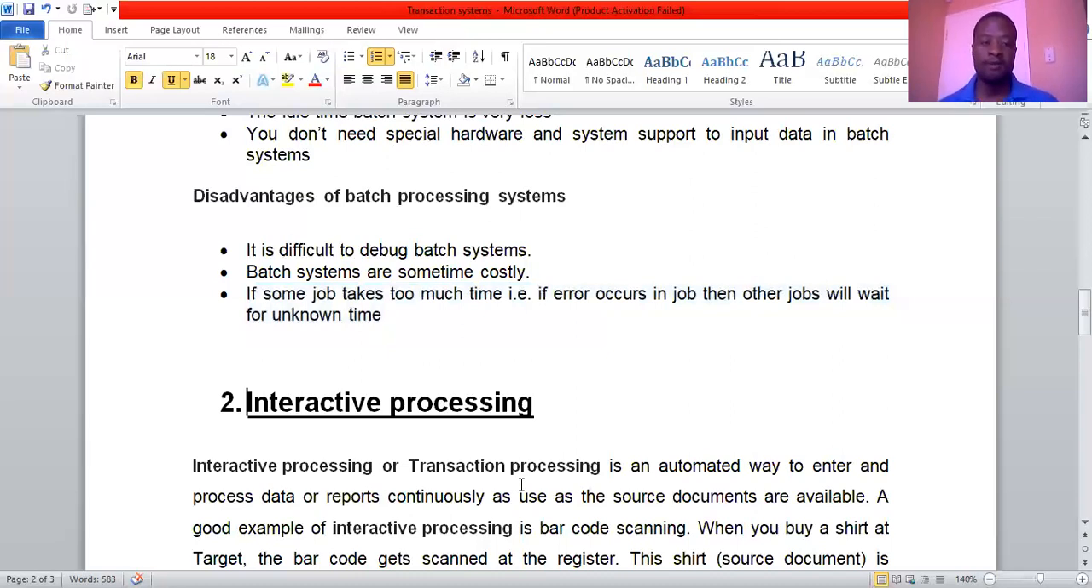Now, looking at the second processing system, which is the interactive one. The interactive processing system is the opposite of the batch processing system. Remember we said the batch processing system collects data in batches. It processes data in batches, collecting everything and then processing it once as a group. But when it comes to interactive processing systems, it does the opposite.